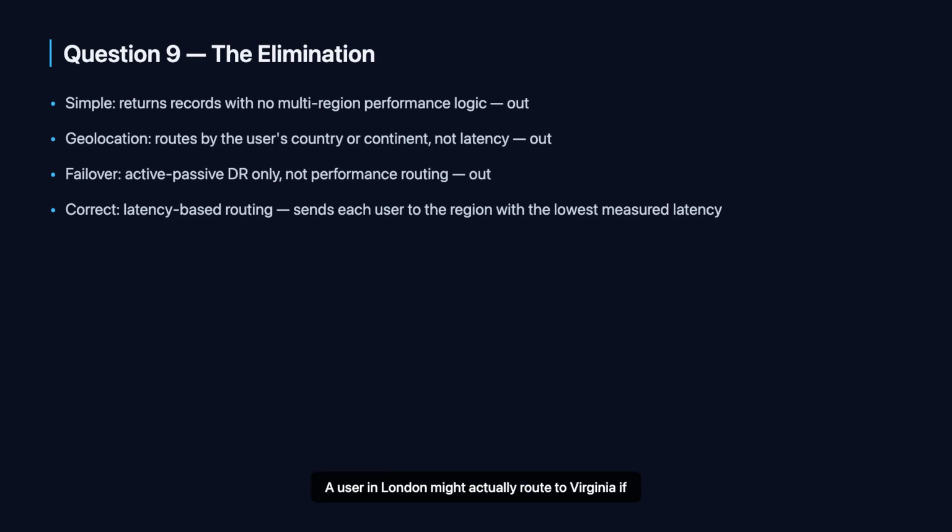A user in London might actually route to Virginia if that path is faster for their internet service provider. That's the whole point.